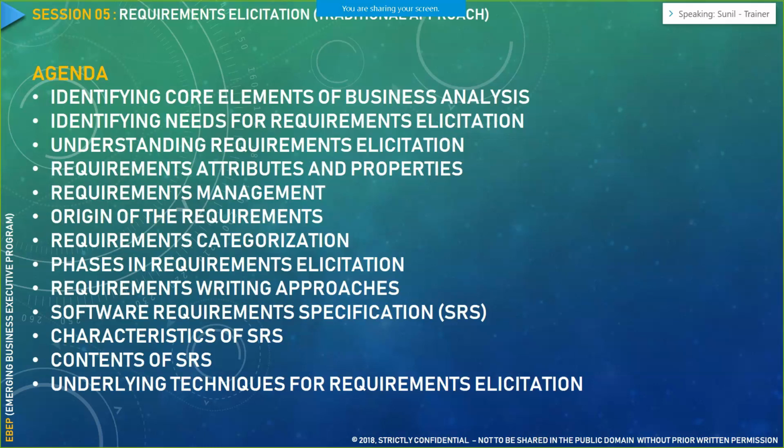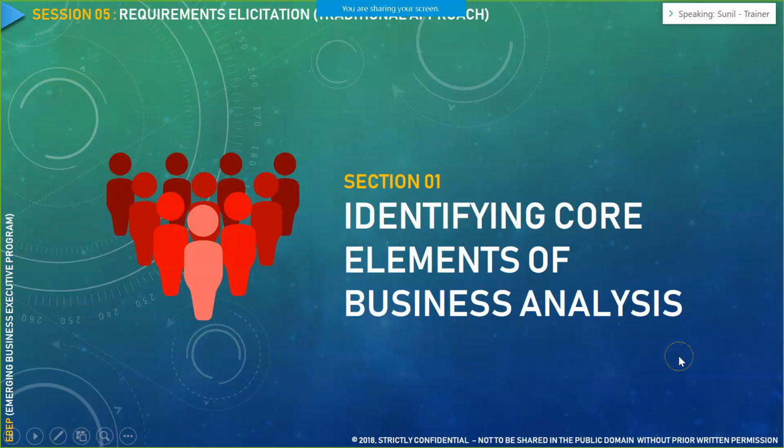how to categorize the requirement, what the phases in requirement elicitation are, and what the requirement writing approaches are. We would also look at a software requirement specification, a sample one, and a template for it. Then we would understand the important characteristics and contents of a software requirement specification, and some of the techniques that are heavily used in the requirement elicitation process. This is what we are going to cover in today's session. Now we would first start to understand the core elements of business analysis.